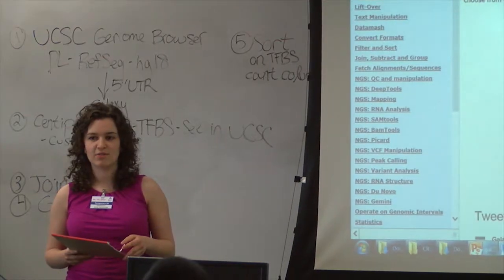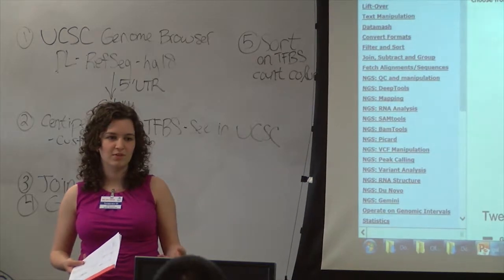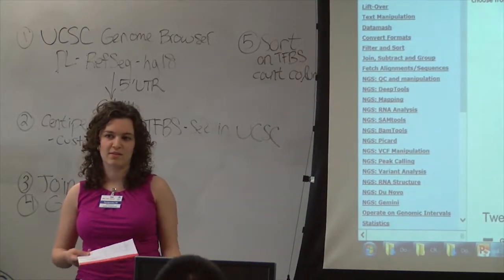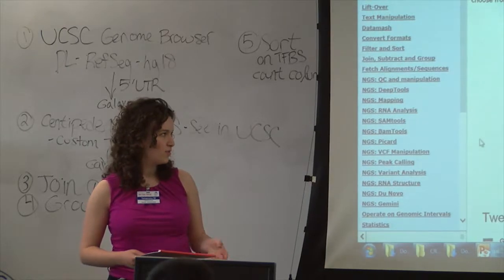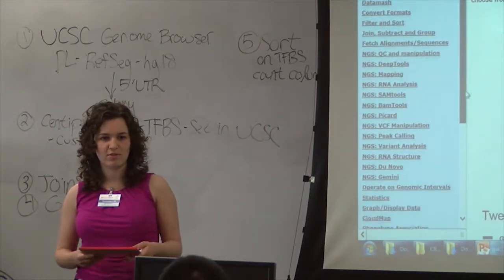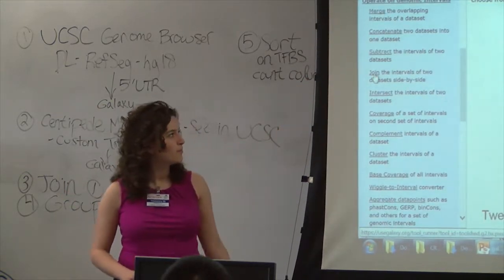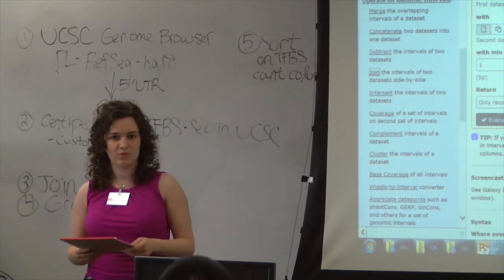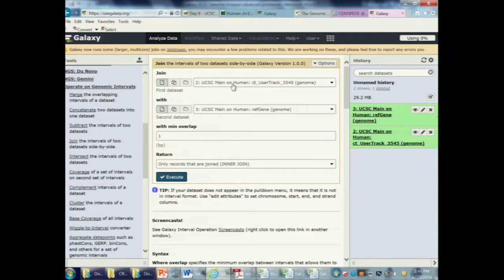Join these two data sets together so that we get the overlap between the transcription factor binding sites and the 5' UTRs, so that we only get those transcription factor binding sites that are actually present in the 5' UTR list that we have for the whole genome. And I guess once it finally goes, the way we can do that is Operate on Genomic Intervals and use the Join function, and then it's pretty self-explanatory. You choose your two data sets, so your 5' UTR list and also your transcription factor binding site list. So again, you have choices. You could say join transcription factors with UTRs, or you could say join UTRs with transcription factors.